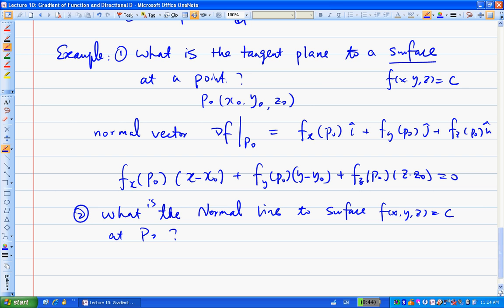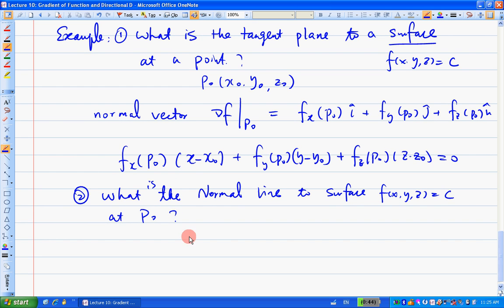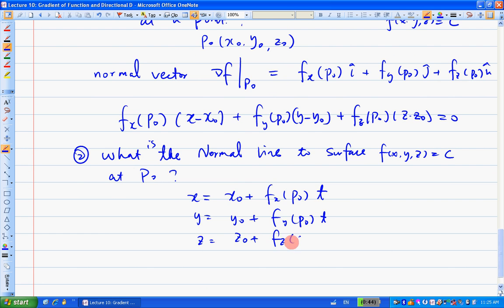So you have a surface right here, and here's the point. Can you construct a line that is normal to the surface? So what information do you need? You need a point on the line, and you also need a parallel vector, which is basically del f here. So I think you can write down the line equation immediately: x equals x naught plus fx at P naught times t, y equals y naught plus fy at P naught times t, and z equals z naught plus fz at P naught times t.